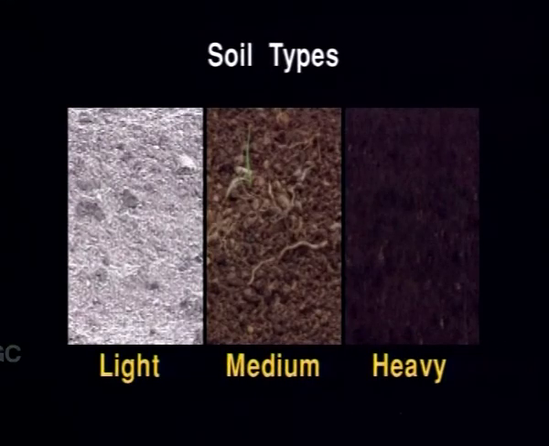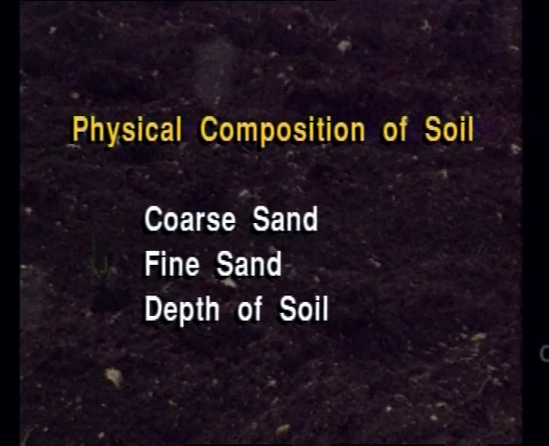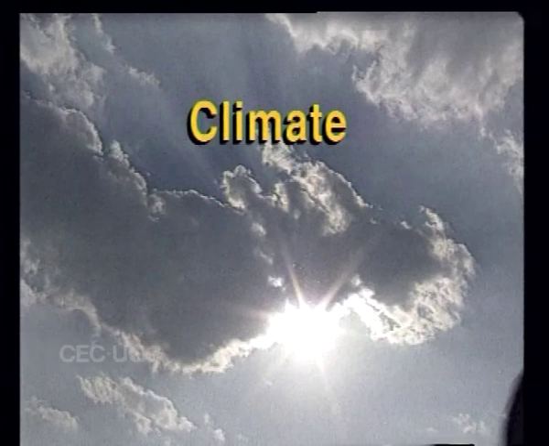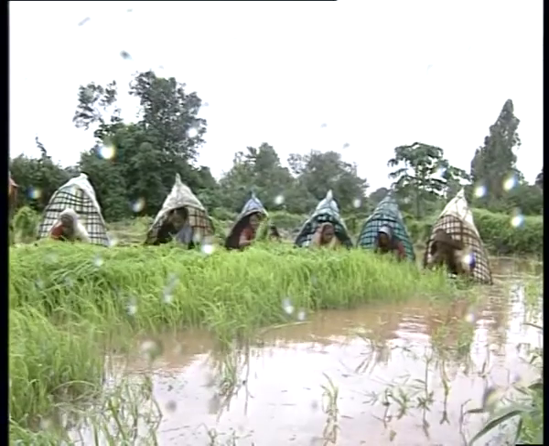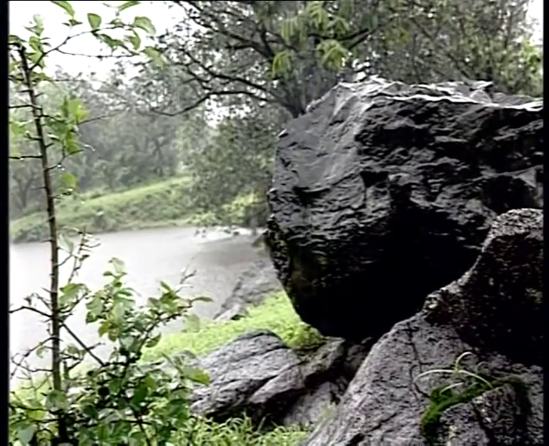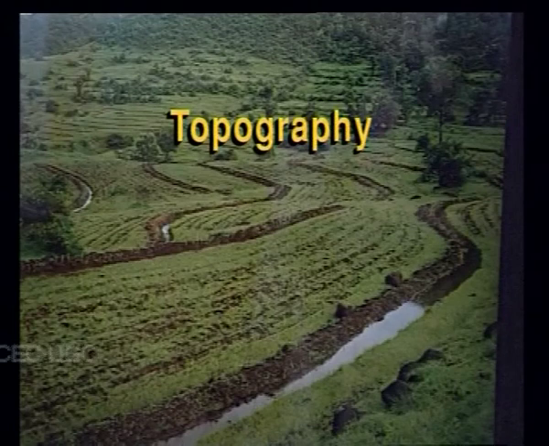Natural factors include soil type, light, medium, or heavy, its physical composition, which includes coarse sand, fine sand, silt and clay, its pH, drainage, depth of soil, and so on. Climate, which includes minimum and maximum temperatures, humidity and extremes of weather conditions. Rainfall, total rainfall and its distribution during the year, whether it is high and assured or low and uncertain. Topography, whether the area is plain or undulating.